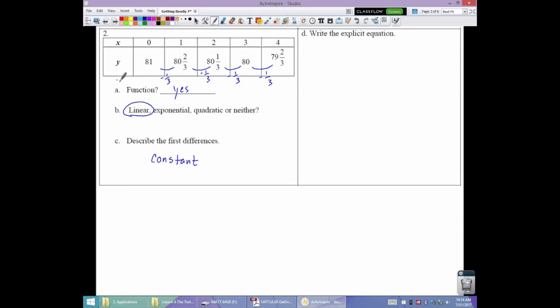These blue numbers here are our first differences, and they are constant. In this case, negative 1/3, but the important thing to notice is they are constant. Write the explicit equation. Well, for a linear function, we know the explicit equation is in y equals mx plus b form. So y is equal to my constant rate of change, negative 1/3, times x, plus the 0th term. Well, that is actually included in the table. It's 81.